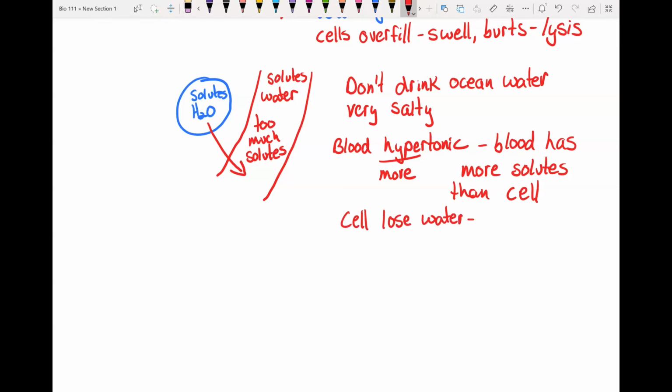And your cells will actually shrivel up, kind of like a deflated balloon. And when they do this, it's called crenation. And this also can kill you. You can't live if your cells are all dried out and shriveled up. So that's why if you're ever lost at sea, don't drink the ocean water. Drinking ocean water puts too much salt in your blood, makes it hypertonic, your cells will crenate and you'll die.